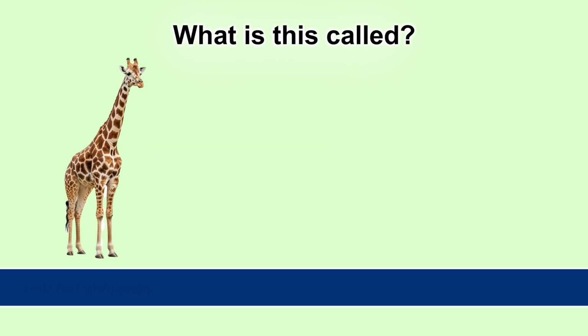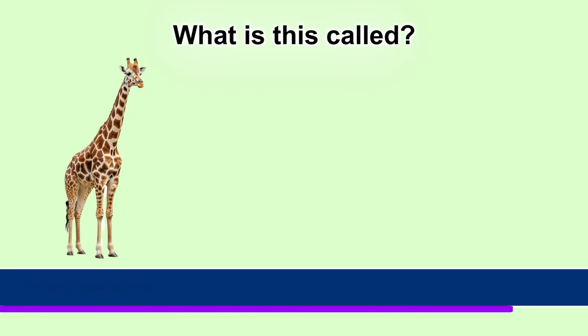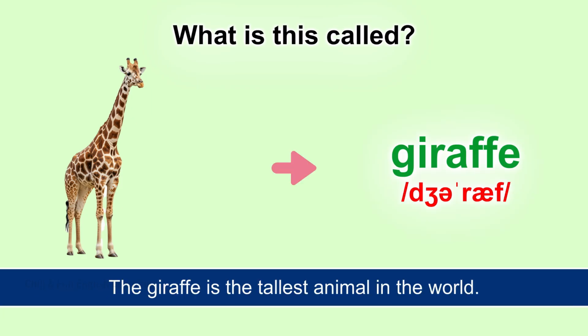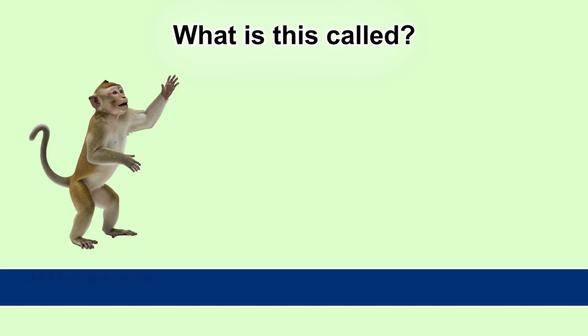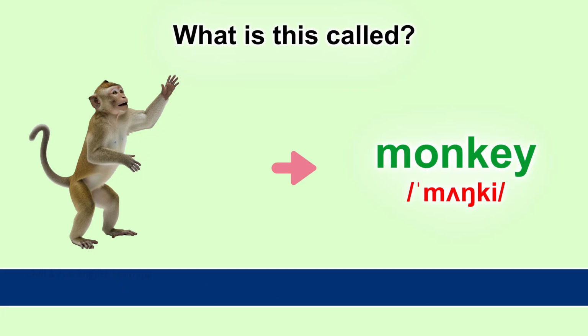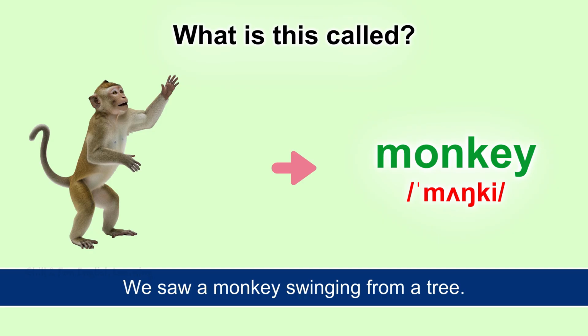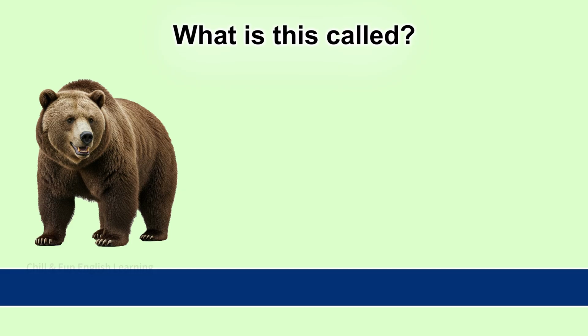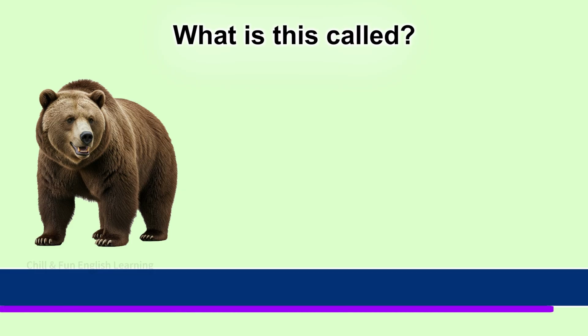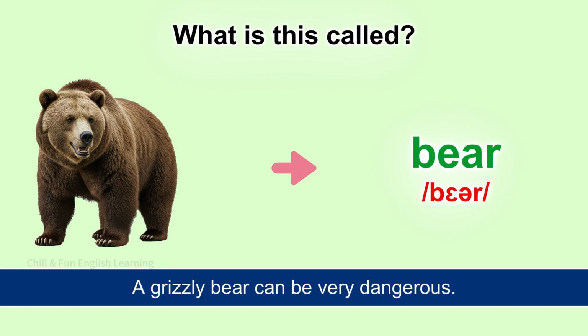What is this called in English? Giraffe. For example, the giraffe is the tallest animal in the world. What is this called in English? Monkey. For example, we saw a monkey swinging from a tree. What is this called in English? Bear. For example, a grizzly bear can be very dangerous.